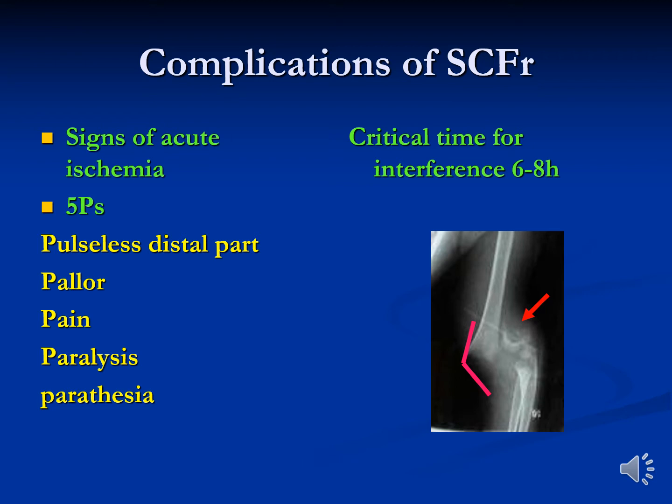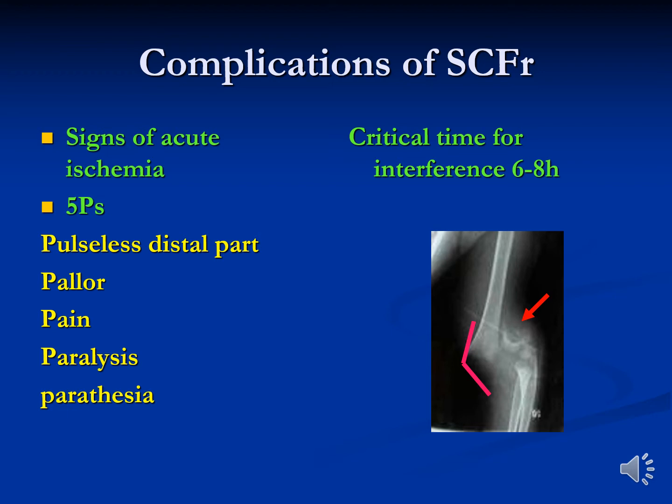What are the signs of acute ischemia? The 5 P's. You should feel the radial pulsation. If there is no pulsation, query vascular injury. It is not sure. The pulse is unreliable to diagnose vascular insult. Pallor, pain, paralysis, paresthesia. What about pain?